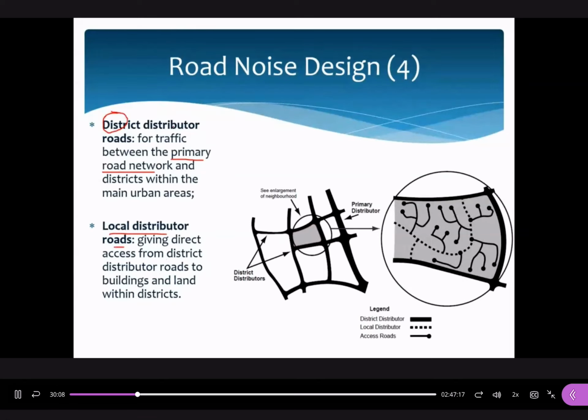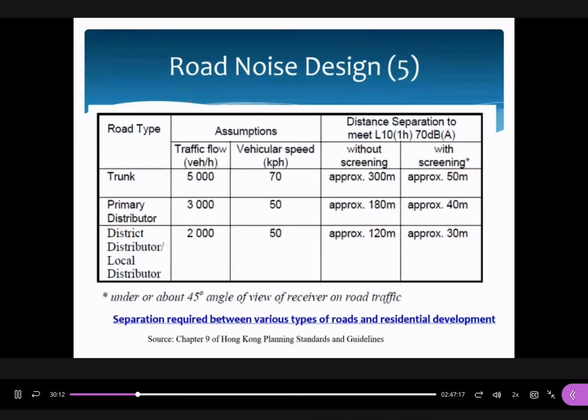Why do we need to consider these 4 terminologies? Because there is another table here. This is the road type. Let's say for the primary distributor, the traffic flow is 3,000 vehicles per hour and the vehicular speed is 50 km per hour. The distance separation to fulfill L10 in 1 hour of 70 dBA, without any screening structure, is 180 meters. If we have a screening structure, it can be reduced to 40 meters.